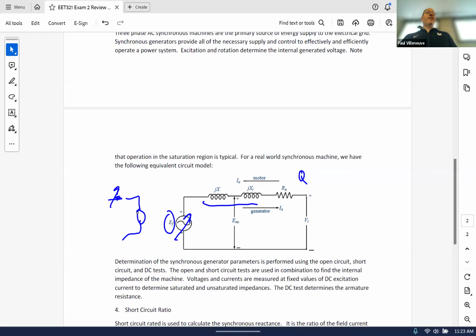So as electrical engineers, we love to model systems because we can't analyze a system with a big hunk of metal and rotating parts and windings. So we come up with an equivalent circuit. And it's a fairly simple equivalent circuit.